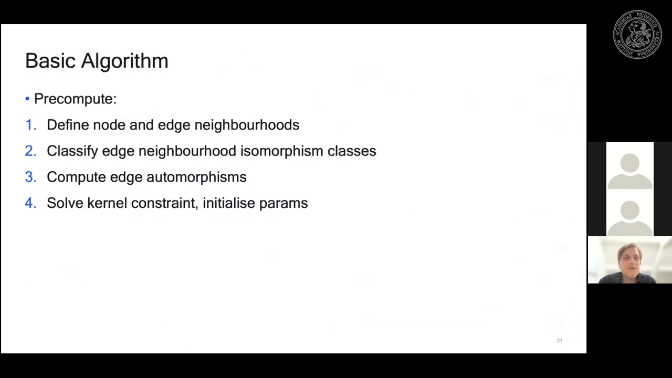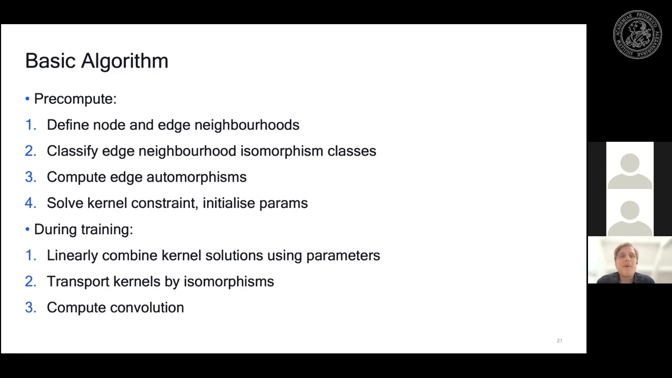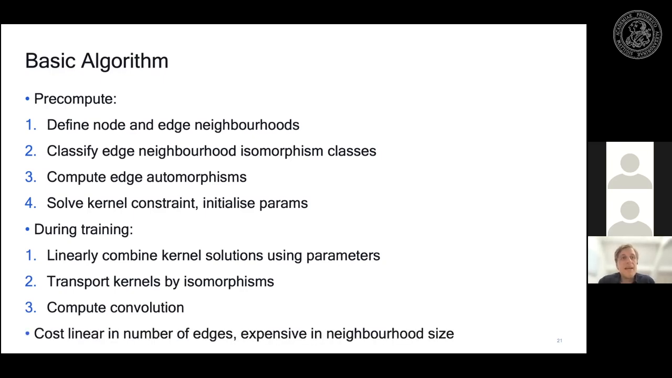So in summary, we can kind of see a basic algorithm. What we first do in a pre-compute phase is we define these node and edge neighborhoods. We can arbitrarily choose to make these large or small. And then we classify the edge neighborhoods in terms of these isomorphism classes. Then for each of these isomorphism classes, we compute the automorphisms, because these automorphisms give us constraints on the kernels. We can solve for these constraints, find the basis of solutions, which we linearly combine with parameters. And then during runtime, we linearly combine the solutions with parameters, and then transport these kernels with the isomorphism to all the edges in the isomorphism class. And that allows us to compute the message passing or convolution. This algorithm is linear in terms of the number of edges if we keep the neighborhood size fixed.